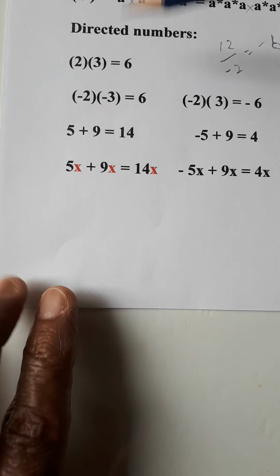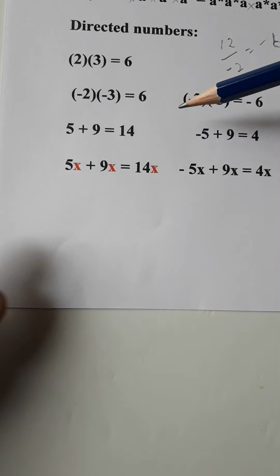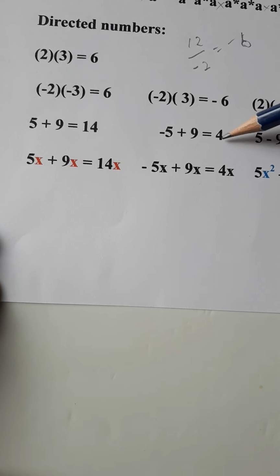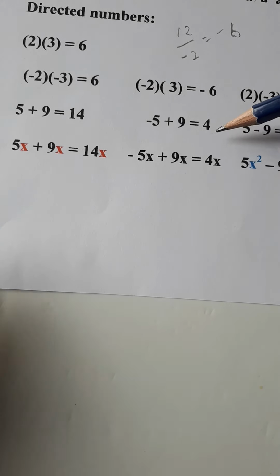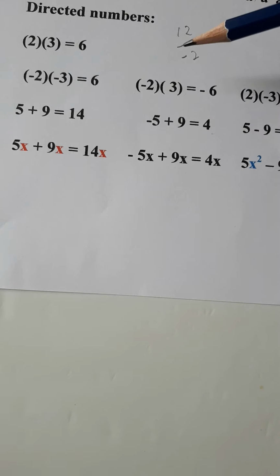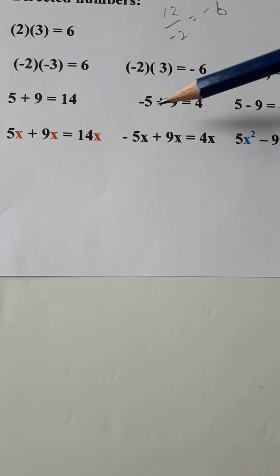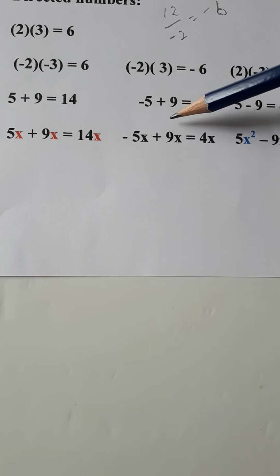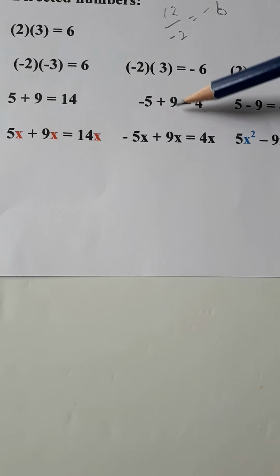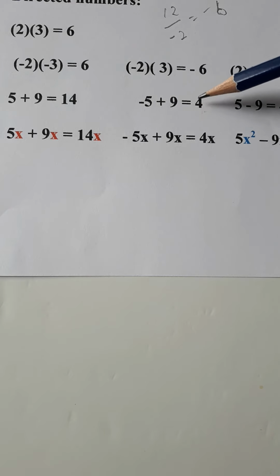We know that 5 plus 9 is 14. But what about minus 5 plus 9? There are different ways to understand this, to remember these things. When one of these numbers is negative, we simply get the difference between them, that is 4, and the sign of the answer is the sign of the bigger number out of these two. So it's going to be plus 4.